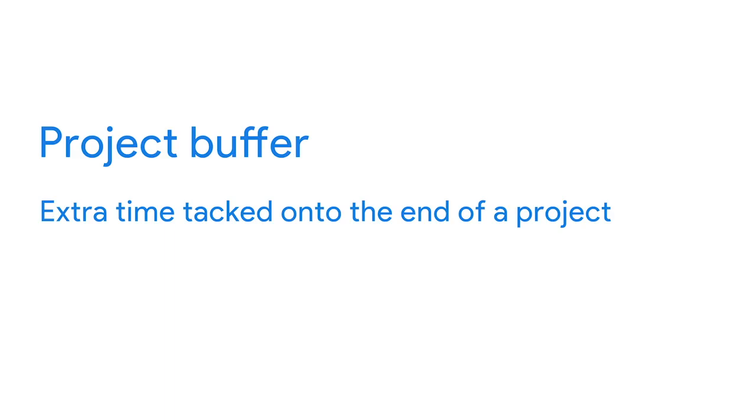Project buffers differ from task buffers in that they provide extra time to the overall project schedule. Rather than adding a buffer to every task, you can add extra time as a buffer towards the end of your project schedule. Then you can use that extra time, 2 to 3 days for example, as needed throughout the project. For instance, if a teammate misses a deadline here and there, the project buffer gives you space in the overall schedule to make up for lost time.